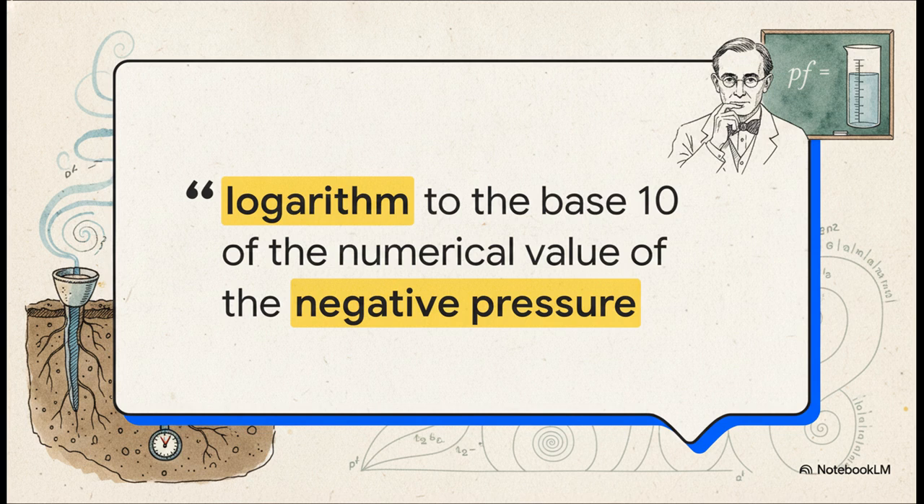But back in 1935, a scientist named Schofield took it a step further. He introduced the PF concept. He defined it as this clever exponential function of the free energy difference. Specifically, it's the logarithm to the base 10 of the numerical value of the negative pressure expressed in centimeters of a water column. Sounds like a mouthful? I know, but it is a total game changer.